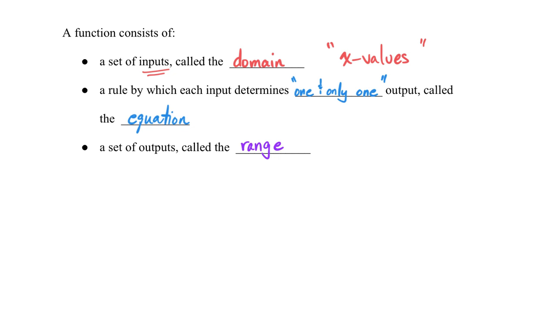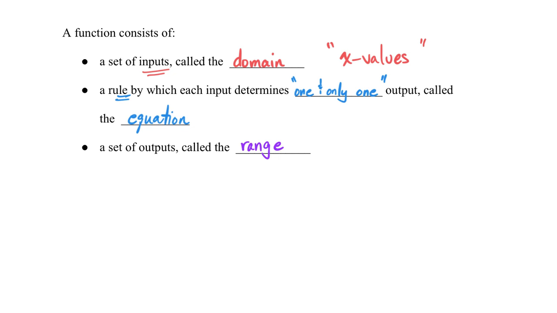Okay. The second bullet, it's a rule. And when you see the word rule, I don't know if that really sticks with us, if it's not what we're used to seeing. But that rule is what you refer to when we take each input and it determines the output. Now, you'll notice that it says, by which each input determines one and only one output. I want to come back to the one and only one part because that's key for a function. However, the rule you just got used to calling your equation.